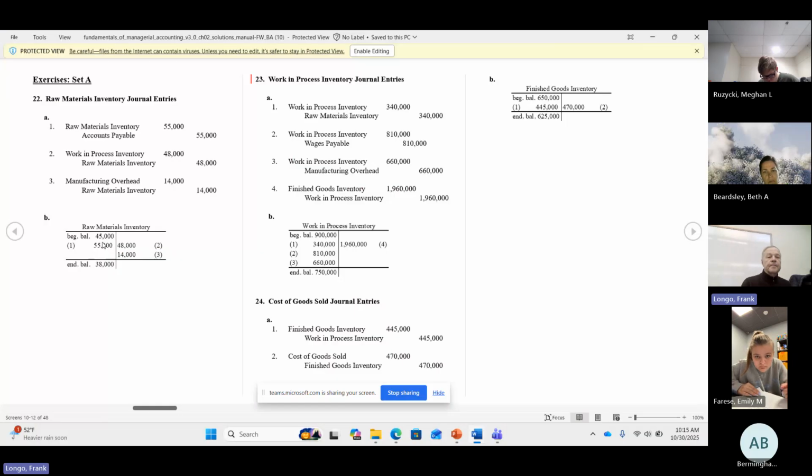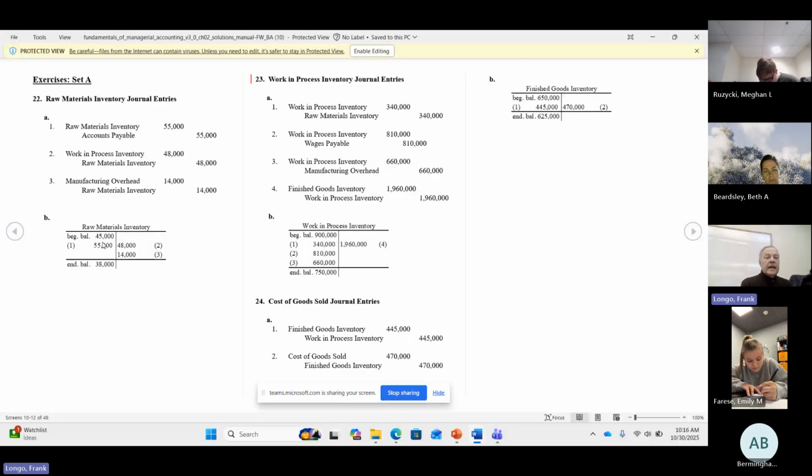$5,000 as a debit. The credit to accounts payable. They didn't show accounts payable, but that would have been credited to accounts payable. There would be an account there for that. What the problem was concerned about is what balance will end in raw materials. Okay, then we get to the next part of the question.